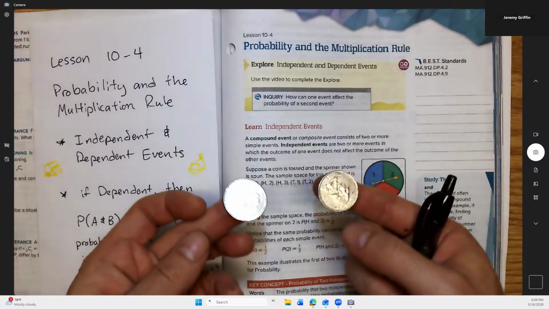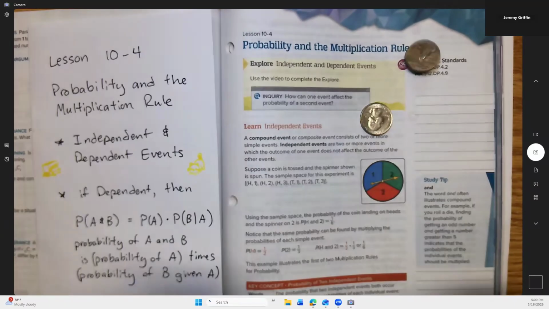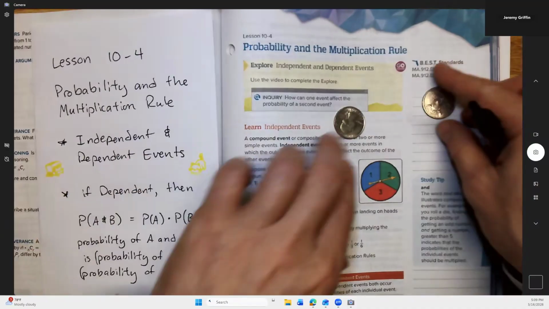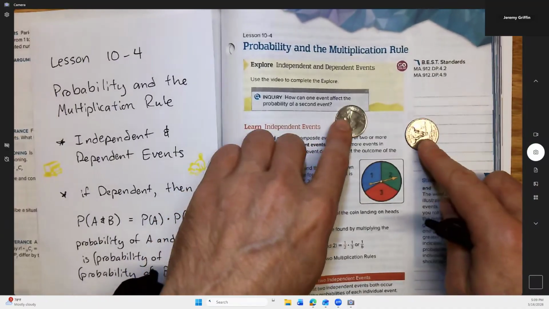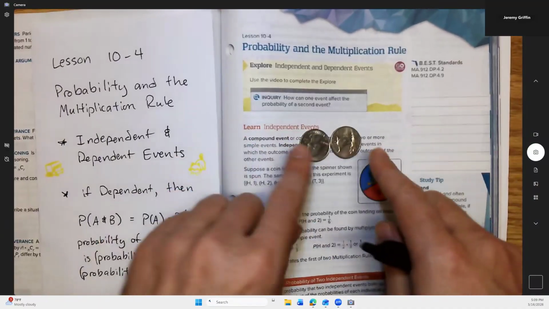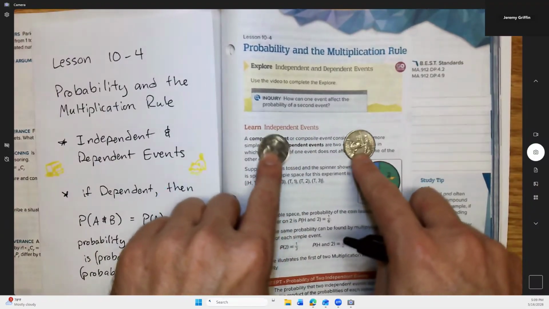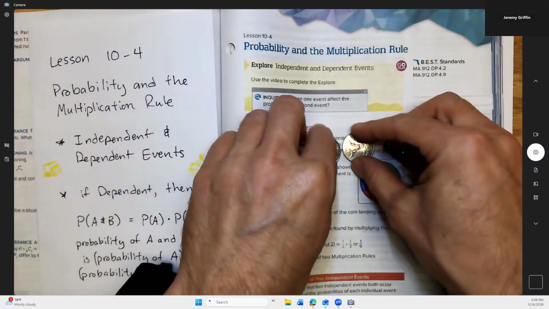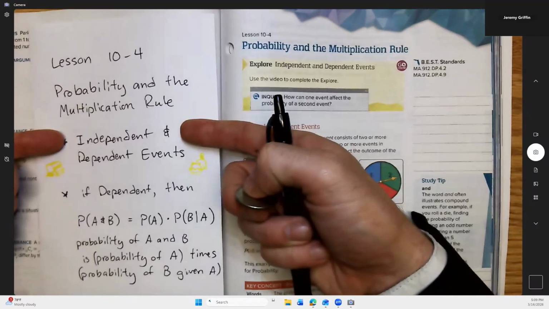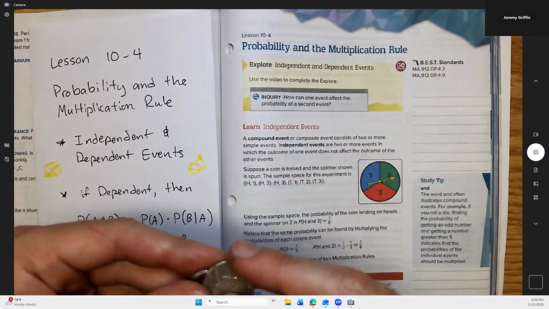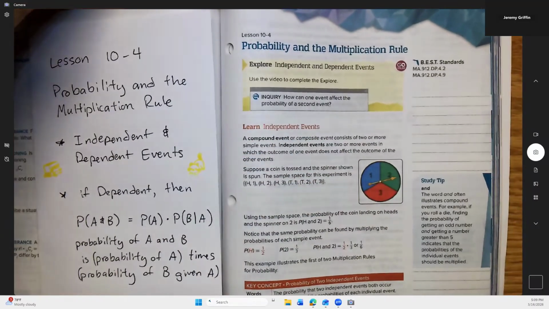For example, if I flip two coins and say, do they land on heads, heads, heads, tails, tails, heads, or tails, tails? Well, one coin doesn't care anything about what the other coin is doing. So whichever side either one lands on has nothing to do with the other. That would be called independent. Now, dependent, one event does depend on the other.